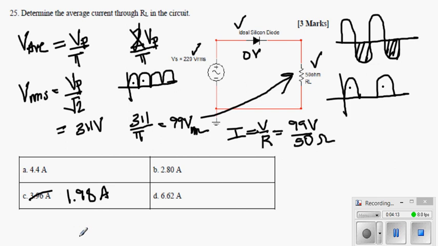I believe on your paper it reads 1.98. If it does not, then scratch out the 3.96 amps and write down 1.98 as your solution, because that is the correct answer, 1.98 amps for this problem.